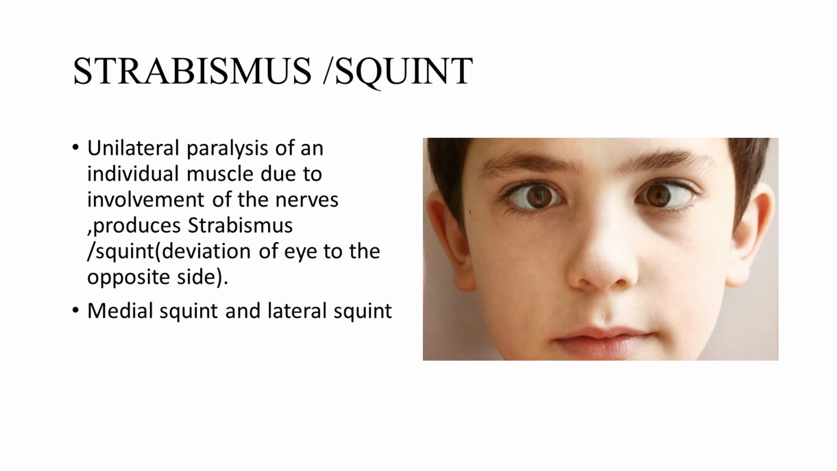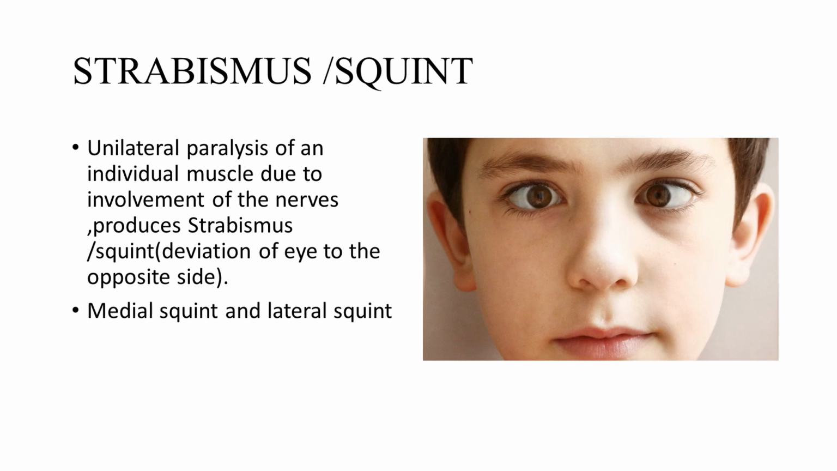Now we are going to move on to the clinical aspect of the nerve supply of the extraocular muscles. In this slide you can see a picture of a boy whose eyes are not aligned properly when looking. This condition we call strabismus, otherwise known as squint. What is it? It is nothing but a unilateral paralysis of an individual recti muscle due to the involvement of the corresponding nerves which are supplying the corresponding muscles. So this condition we call strabismus.